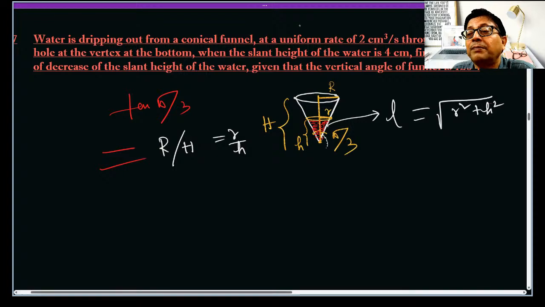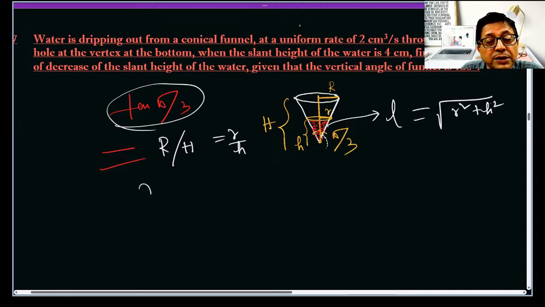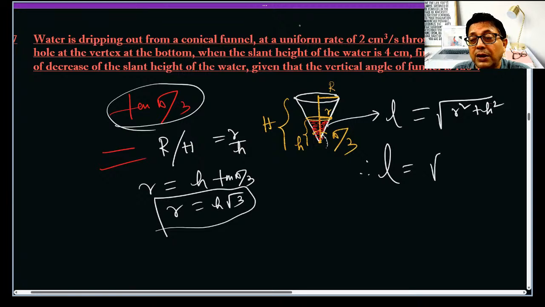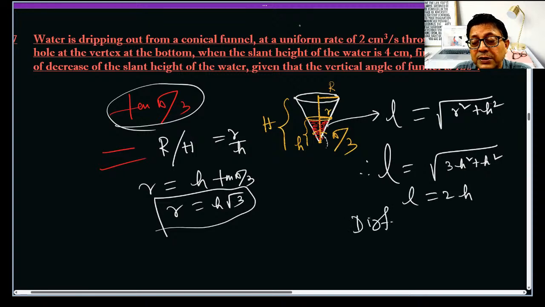Okay, none of them are constant over there, r and h, none of them constant. But if you go by this relation, r and h are related. r equal to h tan pi by 3, so h root 3. Am I clear? This is the relation. Therefore, l is going to be what? Under root 3h square plus h square, that is 2h. So differentiating with respect to t.